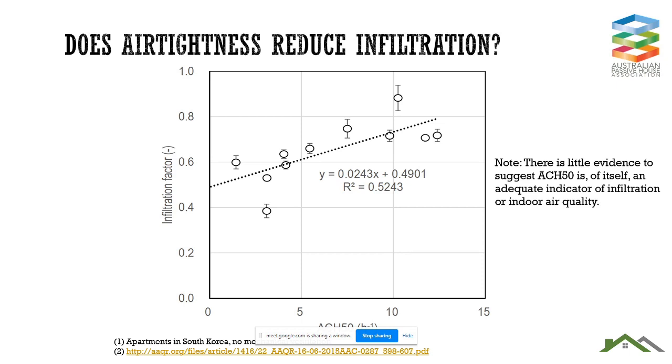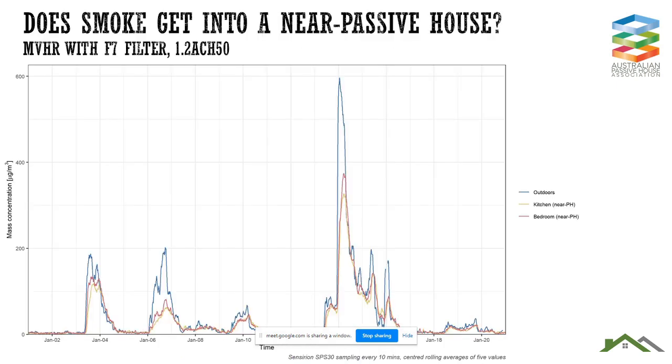And just to point out, of course, that the ACH 50 is not necessarily a good indicator of the level of infiltration that might be going on in practice, given the environmental conditions at the time. So this doesn't really provide us with strong support for our argument that if you want to avoid smoke infiltration, you've got to build super tight of itself.